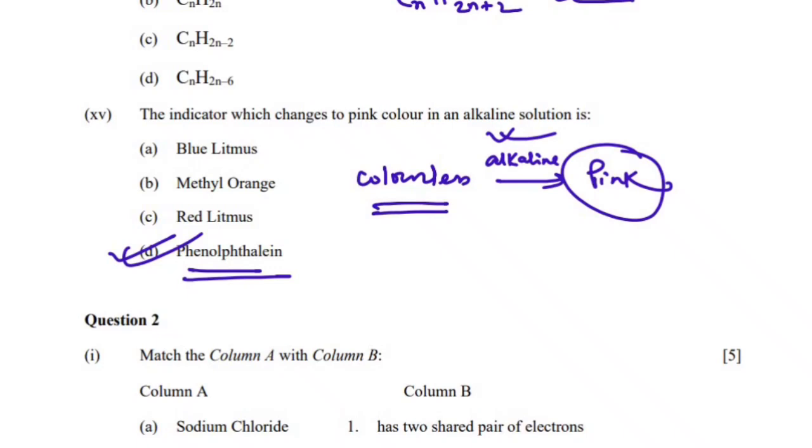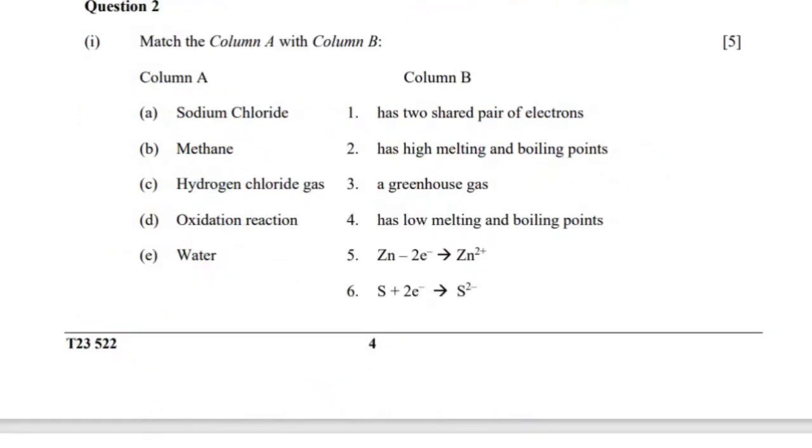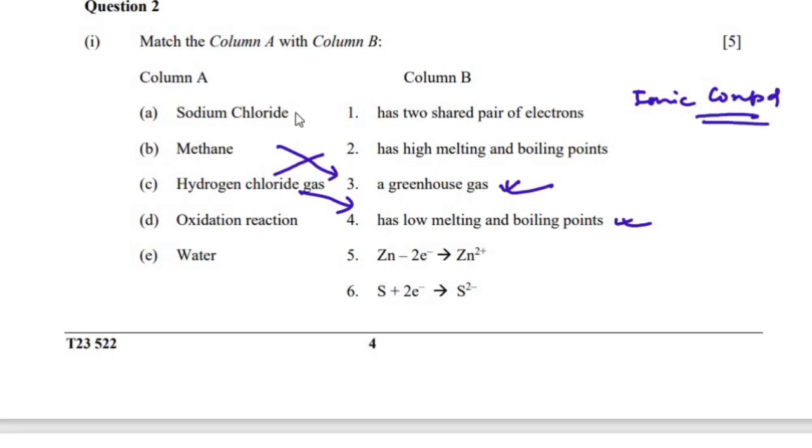Here the first one is matching column A with column B. As we know, methane is a greenhouse gas. Hydrogen chloride gas is very volatile, so it has low melting and boiling points. Sodium chloride is an ionic compound, and ionic compounds generally have high melting and boiling points. So sodium chloride is 2, methane is 3, hydrogen chloride is 4.